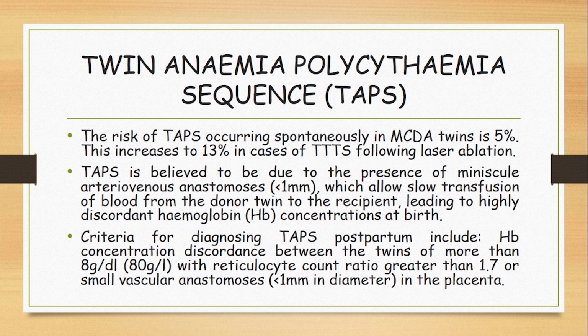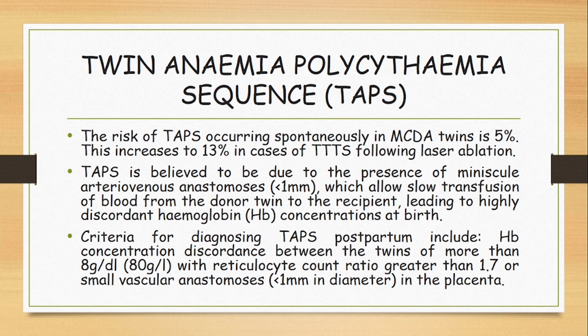Criteria for diagnosing twin anemia polycythemia sequence, TAPS, include: 1. Hemoglobin concentration discordance between the twins of at least 8 grams per deciliter. Or a reticulocyte count ratio greater than 1.7 between the two. Or small vascular anastomoses, less than 1 millimeter in diameter in the placenta.